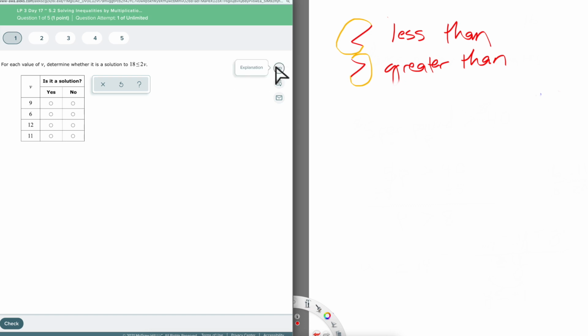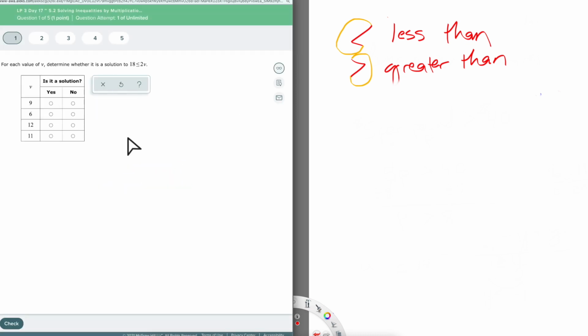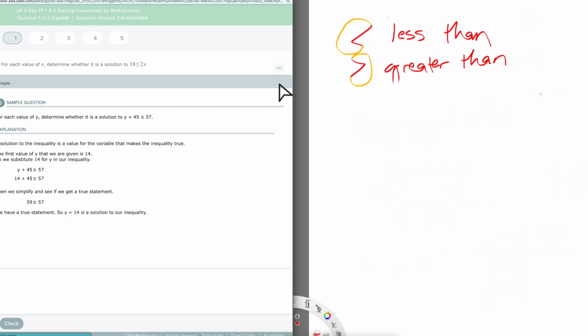On the side, we have explanation, example, and message center. So explanation is going to tell you you're going to lose a question attempt because it's going to give you the solution to this question. So it's not going to then let you come and type the answer in. So you'll have to come in on another attempt.